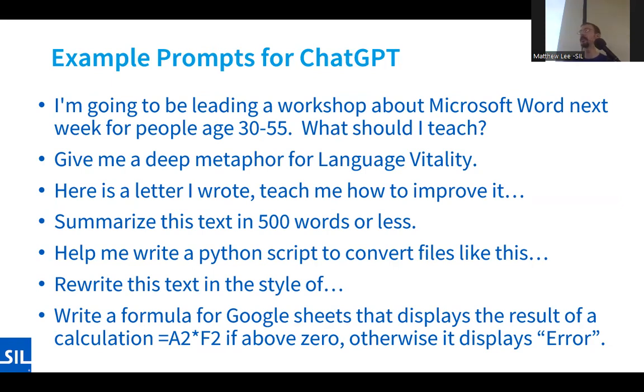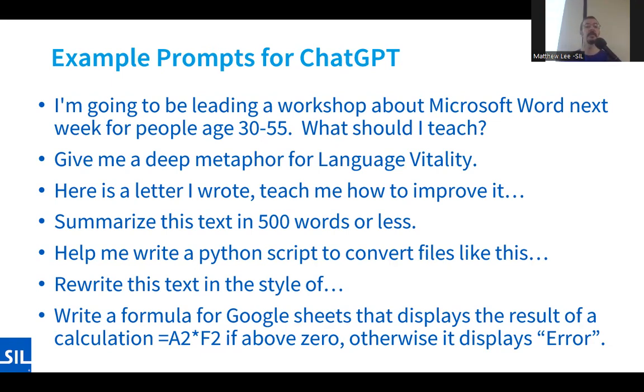Ian and David DeGraff and I had a lot of fun taking a German hymn and having it translated into the style of various television personalities and comedians and authors. And it was pretty impressive what it came out with. Write a formula for Google Sheets that will display the result of the calculation, A2 times F2, if above 0, otherwise it displays error. And so I'm just going to take a couple of those.